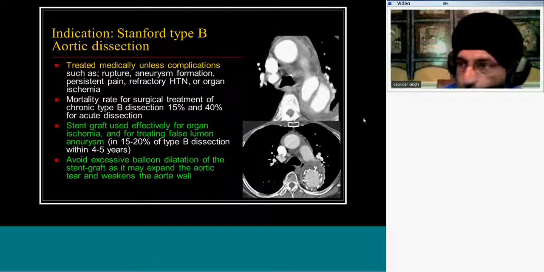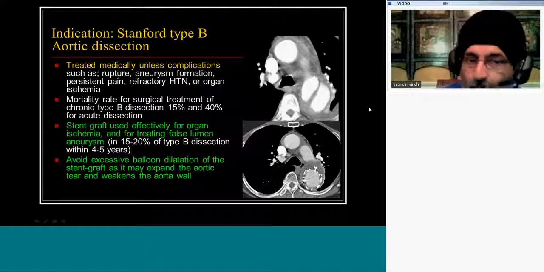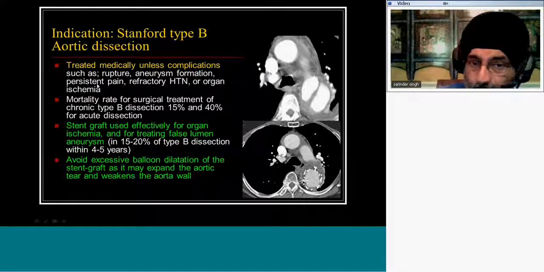For Stanford type B dissections, we normally don't treat them. This is a medical conservative treatment unless there are complications, such as rupture of the aneurysm, rupture of the dissection, or the false aneurysm has grown larger, or the patient is having refractory hypertension, or there is organ ischemia in the abdomen, or there is persistent pain from the dissection. So those are the uncommon complications which may require treatment of a type B aortic dissection.